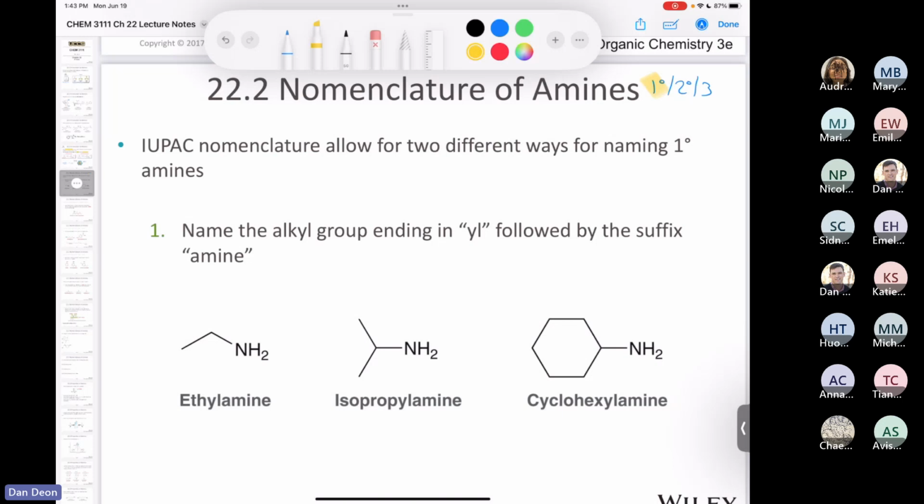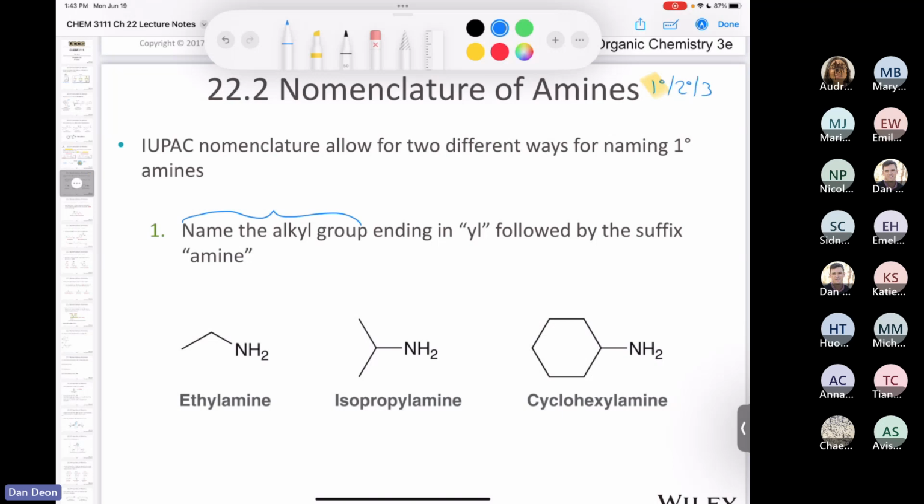One is if you can identify the alkyl group. It says to name the alkyl group, so this is if it's an alkyl group that you know. What are the alkyl groups that we know in this class? There's eight of them: methyl, ethyl, propyl, isopropyl, butyl, tert-butyl, sec-butyl, isobutyl. If it's one of those, you can just name that alkyl group, follow it by -yl, of course, and then put the suffix amine.